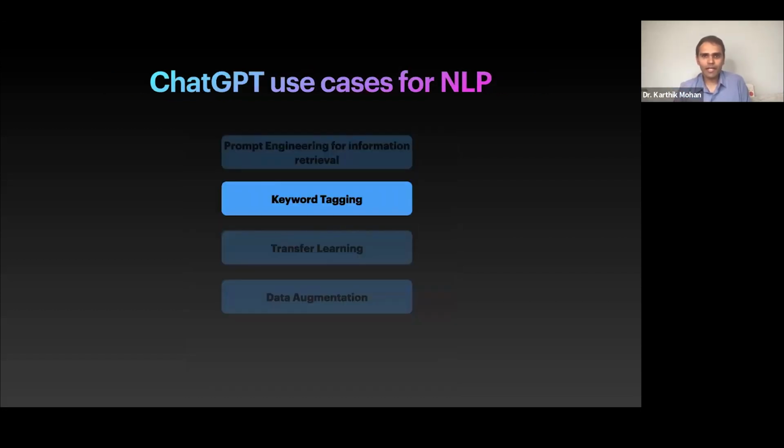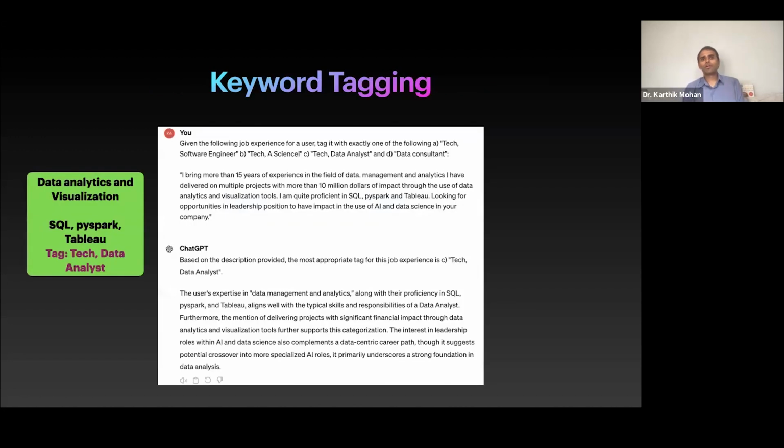So let's look at keyword tagging. I drilled down and became a little bit more specific. I wrote up a prompt that looks like this. It says, given the following job experience for a user, tag it with exactly one of the following: tech software engineer, tech AI scientist. Sorry, there's a typo. It didn't matter that it was a typo. It would still answer it. Tech data analyst and data consultant, right?